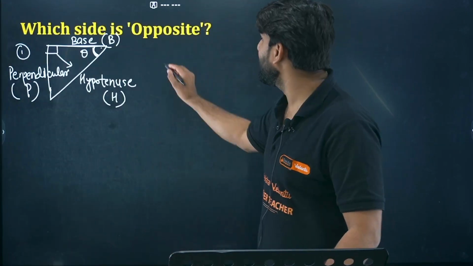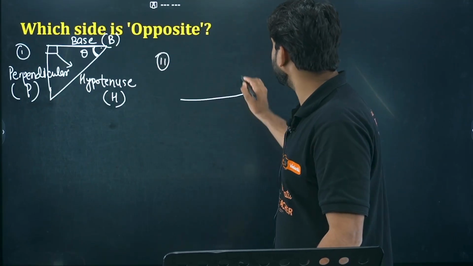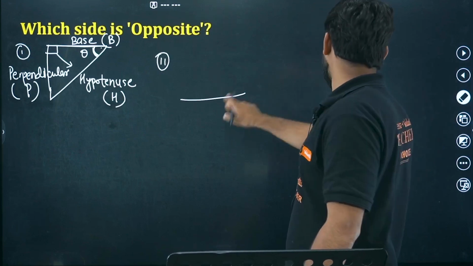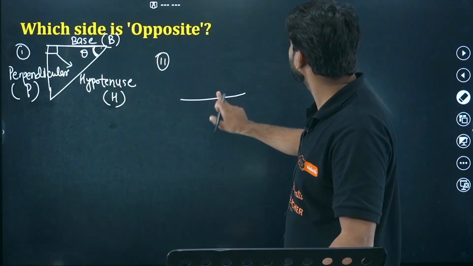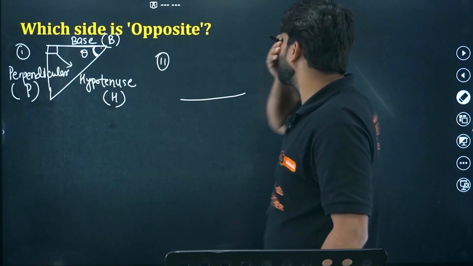If I take one more triangle here, for example, I have this triangle. Just a second guys, some technical problem. It is not erasing. I don't know what's happening here. Just a second guys.